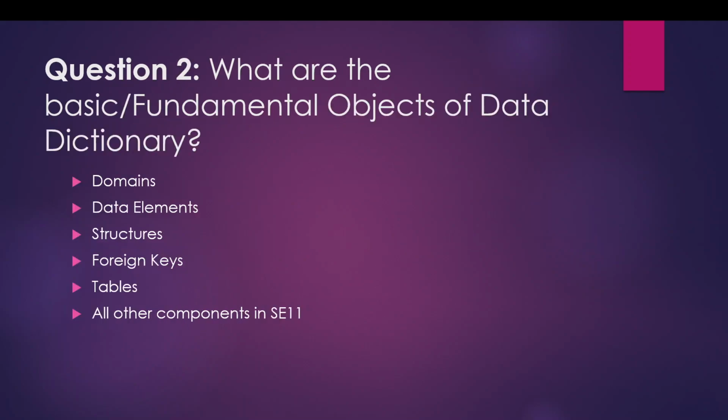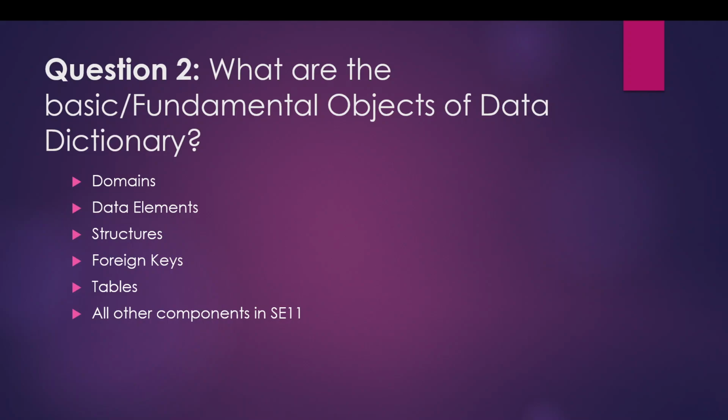Moving on, what are the basic and fundamental objects of data dictionary? I mentioned 5 objects explicitly, and of course, all other components of SE11 are also basic and fundamental. The reason for mentioning these 5 components explicitly is we use those often. We come across those often, and they are used predominantly in the majority of the data dictionary definitions.